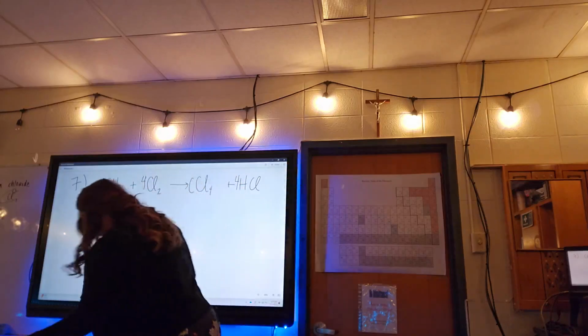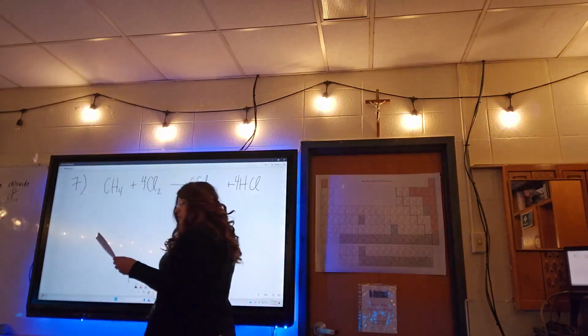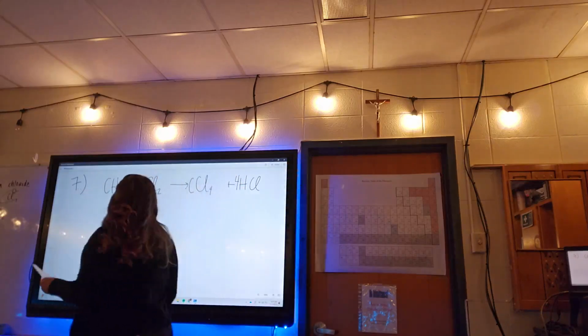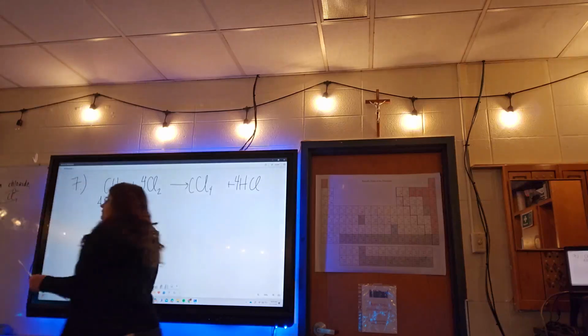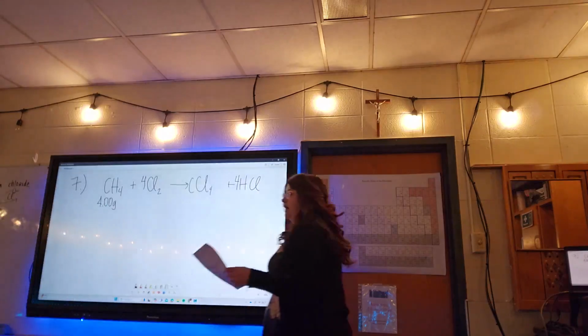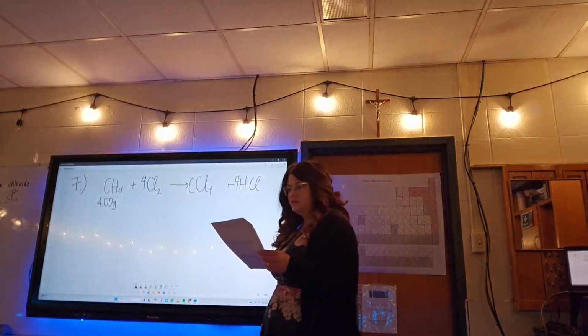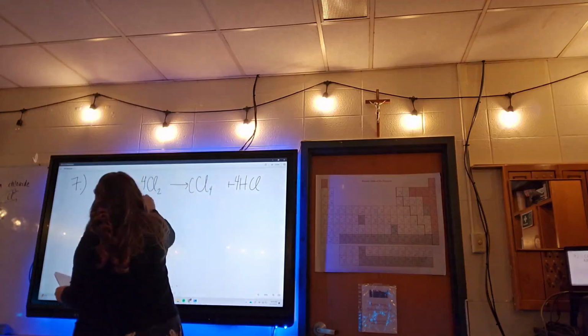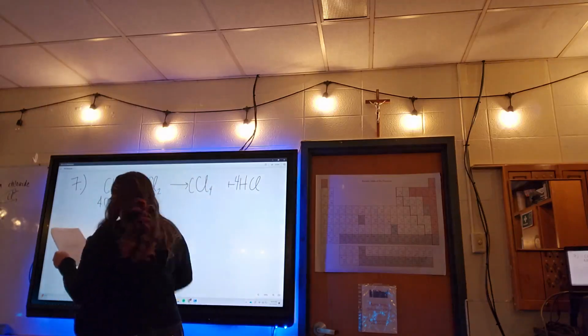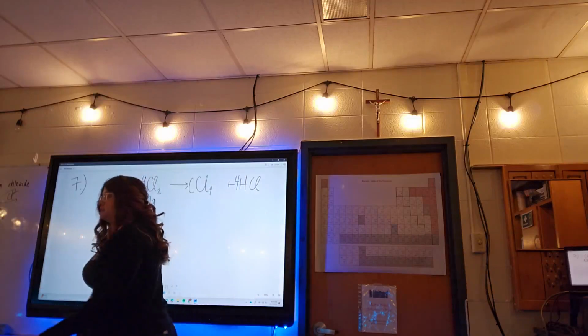It says a sample of 4.00 grams of methane. So I'm going to write it underneath that reactant. Is mixed with 15 grams of chlorine. Determine which is the limiting reagent.